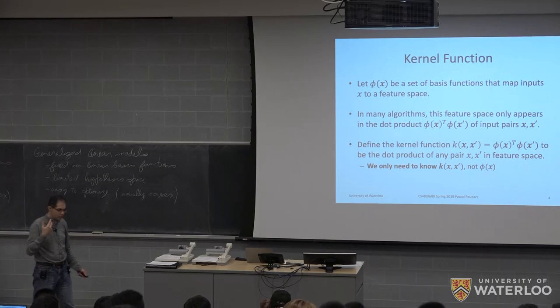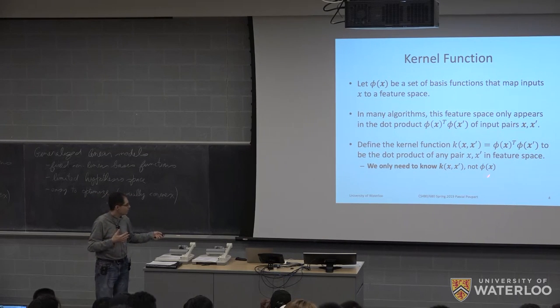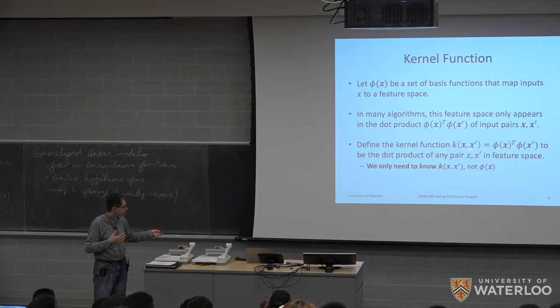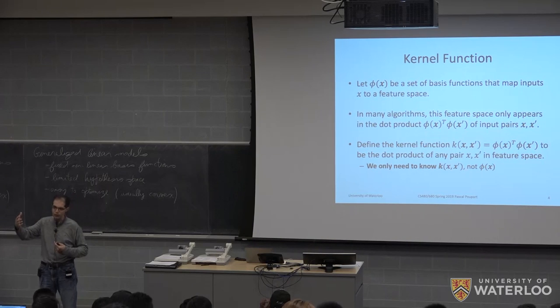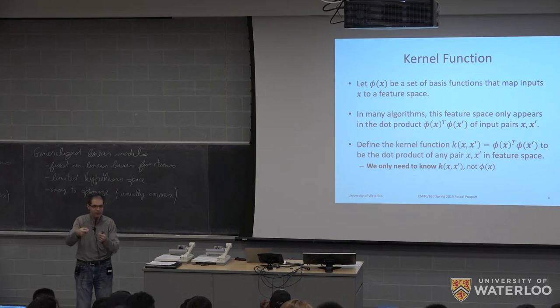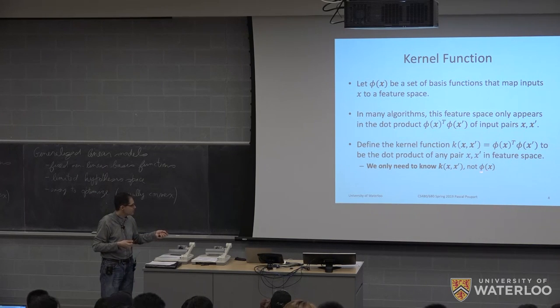So the key is to show first that all of these algorithms do computation where there's this dot product. We're going to rename it and just call it k of x, x prime. And then we're going to show that we can define some kernel functions that are very fast to evaluate and do not require explicit computation with phi of x.